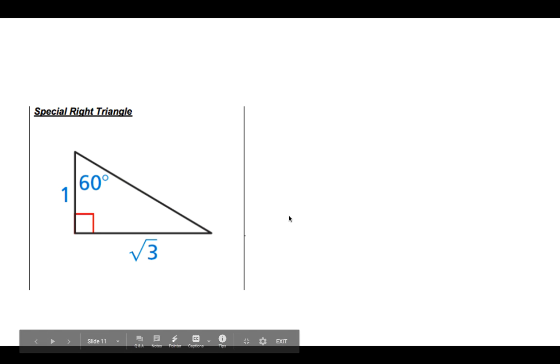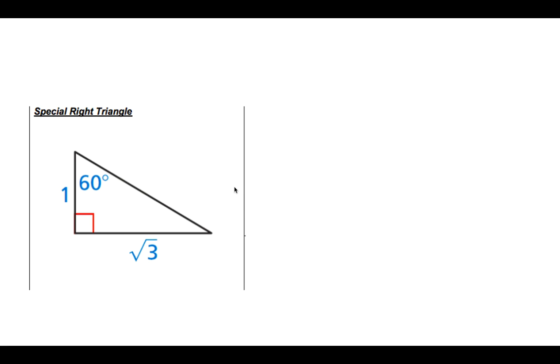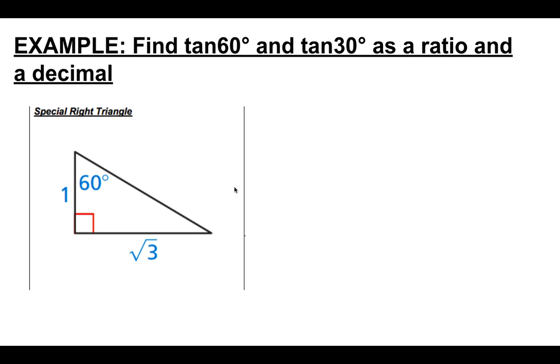Okay, so continuing on, we're going to look at this special right triangle here. And we want to find the tangent of the 60-degree angle and then the tangent of the 30-degree angle as a ratio and a decimal. So notice here in the image, this angle here is our 60-degree angle. And again, if this is our angle theta, that means when we're labeling our sides, this side here should be our opposite side, and this side here should be our adjacent side.